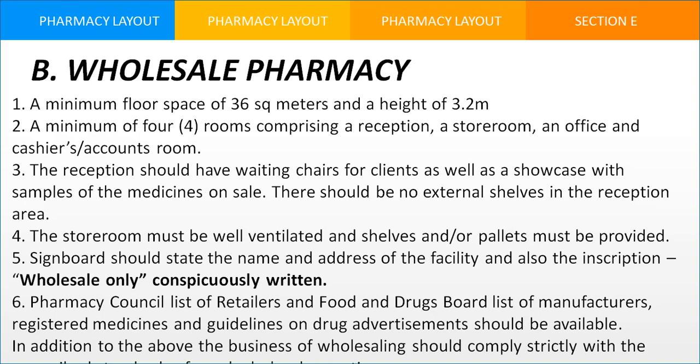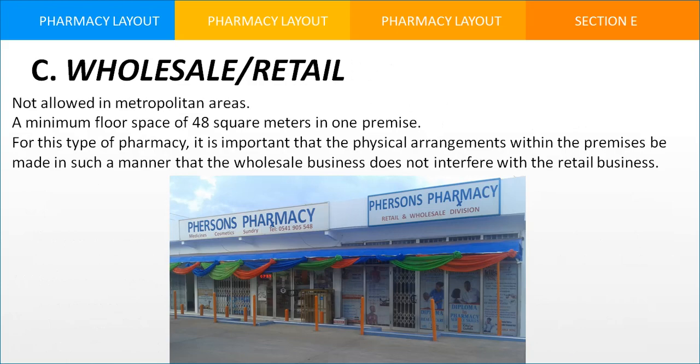There should also be a signboard that will state boldly or conspicuously "wholesale only", so that everybody is aware that they only do wholesale. They don't sell to the end user. Okay, you cannot go and buy one sachet or one blister. It's not done. All right. The Pharmacy Council list of retailers and Food and Drugs Board list of manufacturers should also be available at the wholesale pharmacy. Then we have the third one, we call the wholesale retail pharmacy.